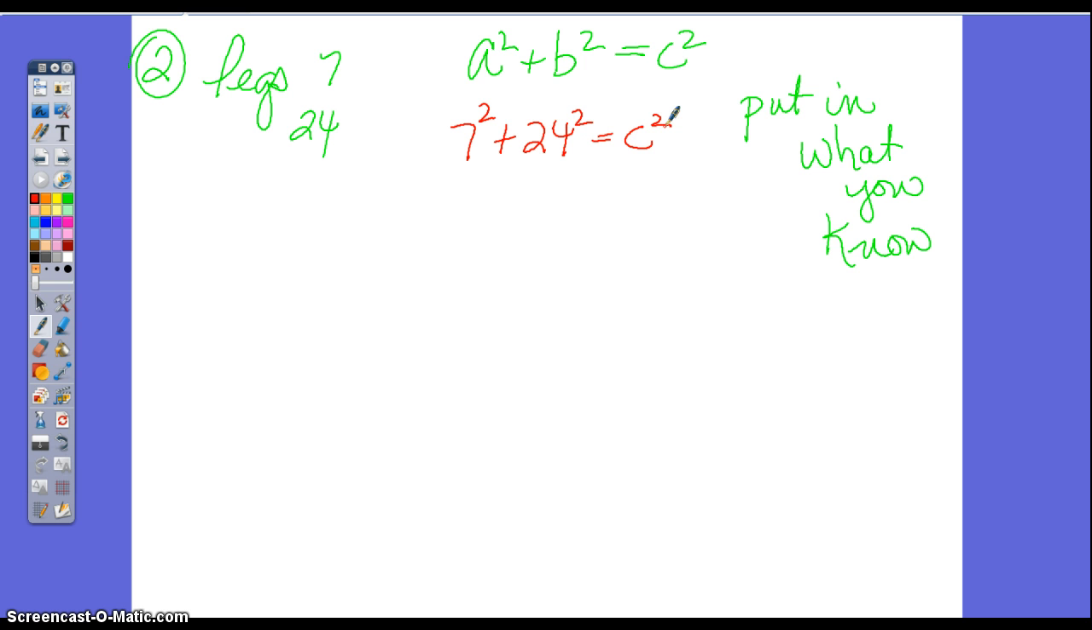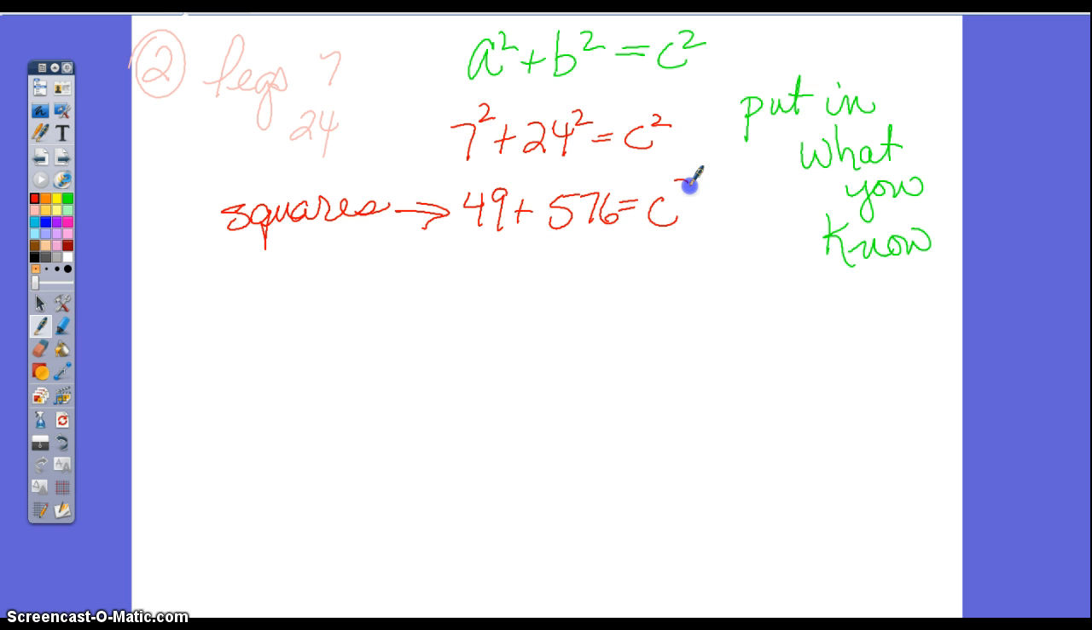Where'd you get 7 from? It was one of the legs. The third thing you're going to do is square. Do those squares. 7 squared is 49. 24 squared is 576. Are we finished? No, you have to add those two together. Correct. What is 576 plus 49? 625. The square root of 625 is 25.